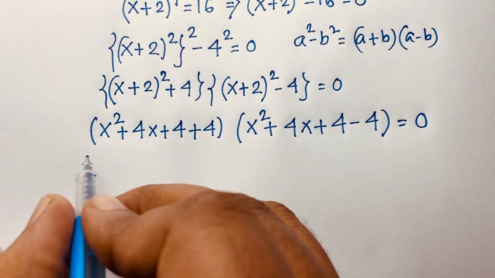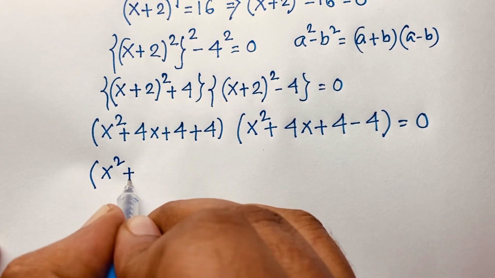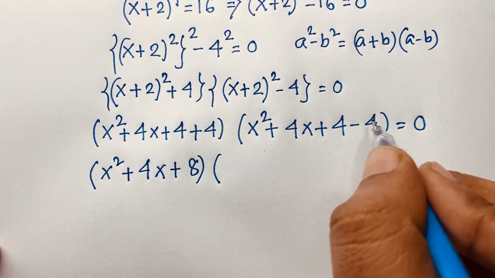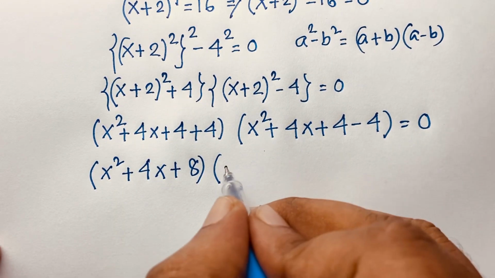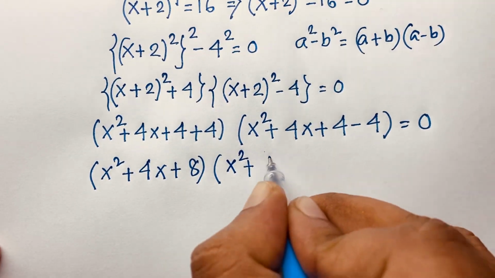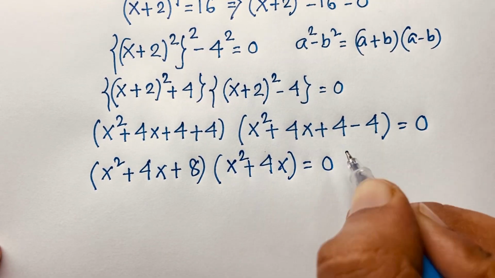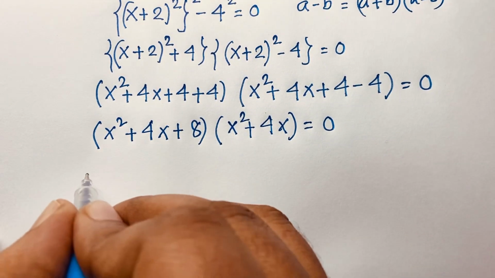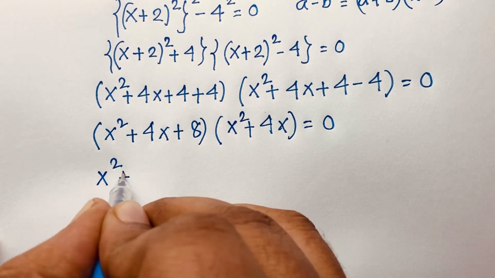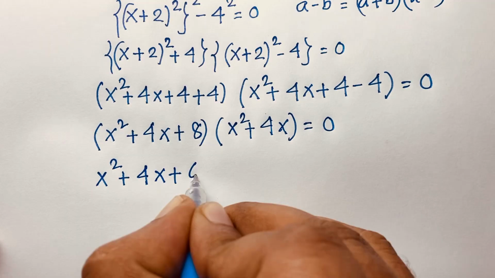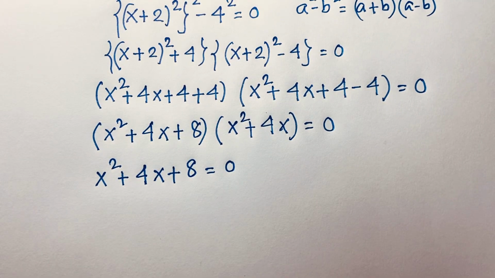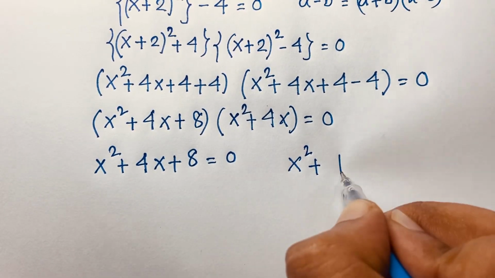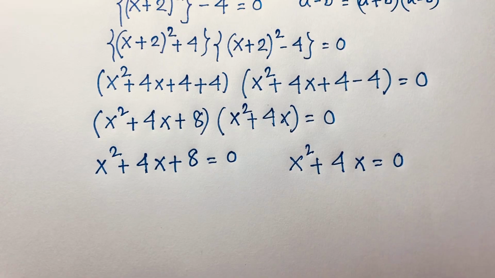Now you can see here is x^2 + 4x, and 4 + 4 will be 8. And here the 4 cancels because this is positive, this is negative. So I can say this expression gives x^2 + 4x = 0. Now here we find two equations. Our first case is x^2 + 4x + 8 = 0, and the other case is x^2 + 4x = 0.